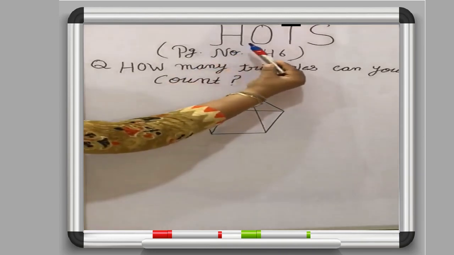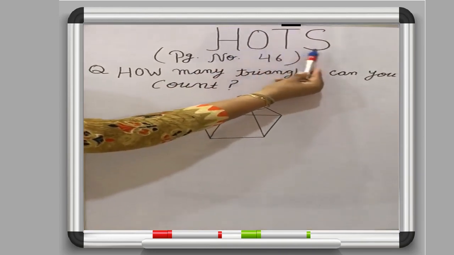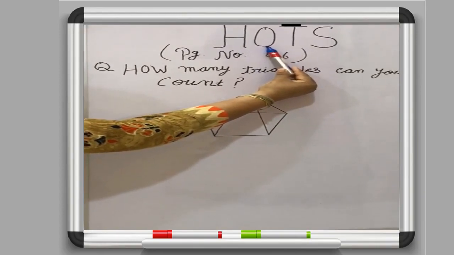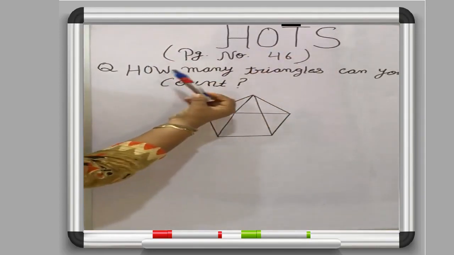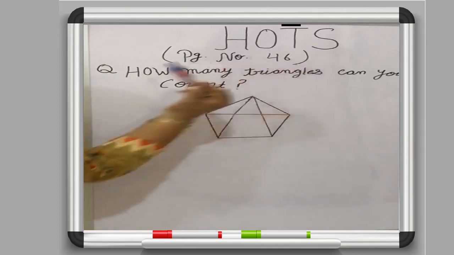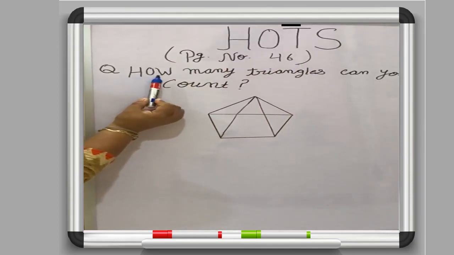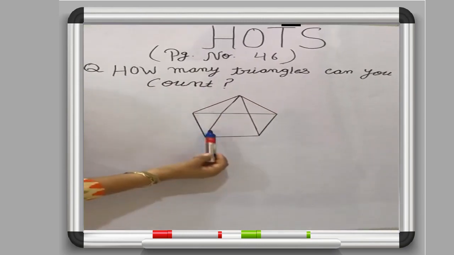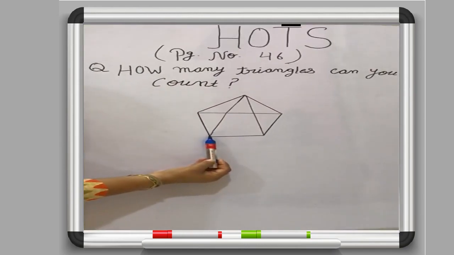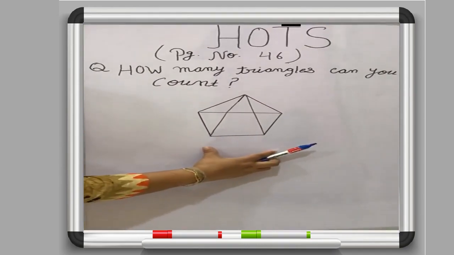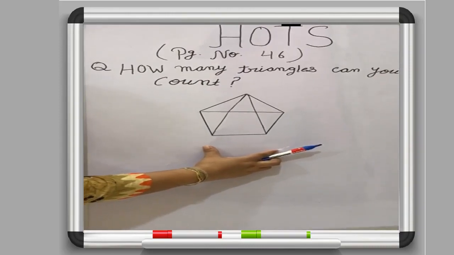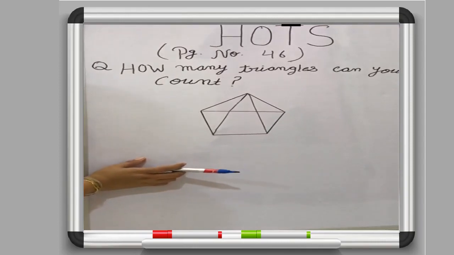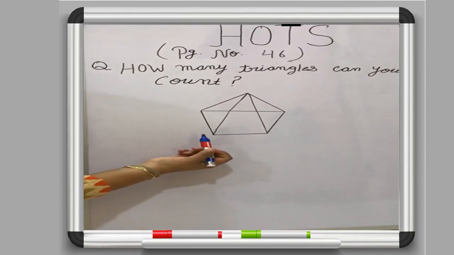Now beta, HOTS. H-O-T-S, HOTS. Higher order thinking skill. Okay. Of page number 46. What is the question? How many triangles can you count from this given figure? So beta, here we have a figure and we have to count how many triangles this figure has. So let's start counting triangles of this figure.